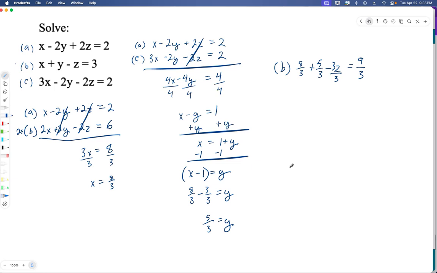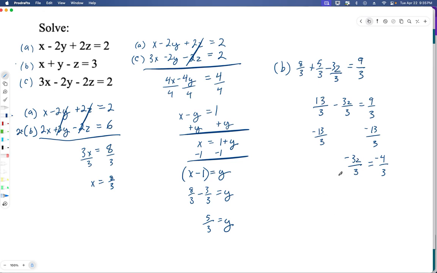Now I can really do some math here. So I'm going to combine these two. That gives me, let's see, 13 over 3 minus 3z over 3 is equal to 9 over 3. So I'm going to subtract 13 over 3 from both sides. Negative 3z over 3 is equal to 9 minus 13. So it's going to be a negative 4 over 3.